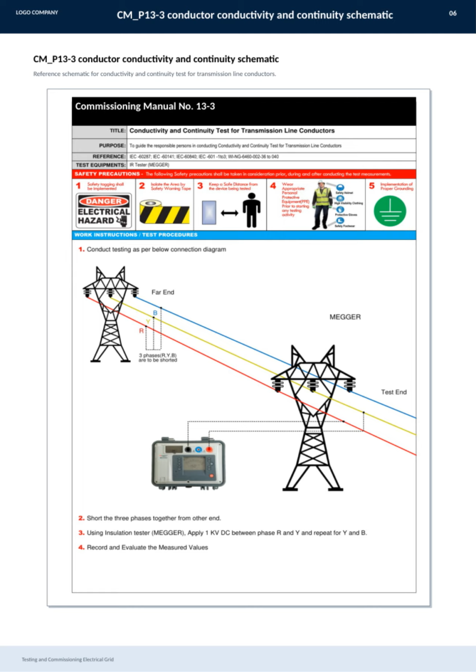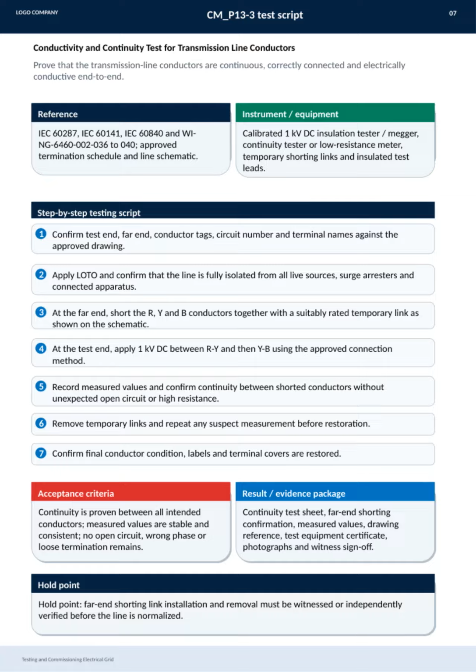This document serves as part of Commissioning Manual number 13-3, offering standardized procedures to maintain system integrity during the commissioning phase. On this slide, we're focusing on the conductivity and continuity test for transmission line conductors, a crucial part of testing and commissioning the electrical grid. The main goal here is to prove that the transmission line conductors are continuous, correctly connected, and electrically conductive from end to end. We follow specific references including IEC standards and approved line schematics to ensure accuracy.